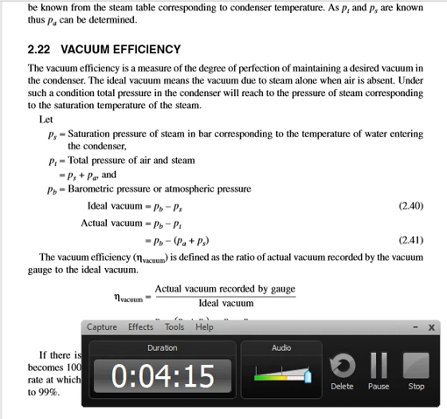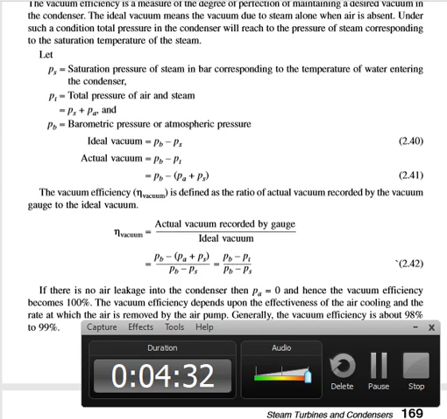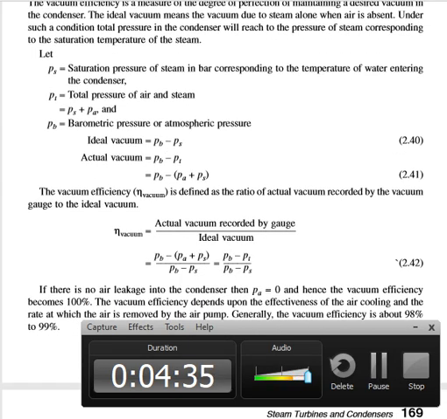Then another pressure is the barometric pressure, also known as the atmospheric pressure. The ideal vacuum is determined as PB minus PS, that is, atmospheric pressure minus saturation pressure. Then the actual vacuum is the barometric pressure minus the total pressure. Whenever you find the ideal or actual vacuum, you have to subtract the steam pressure or the total pressure from the barometric pressure. Finally, actual vacuum equals PB minus (PA plus PS).